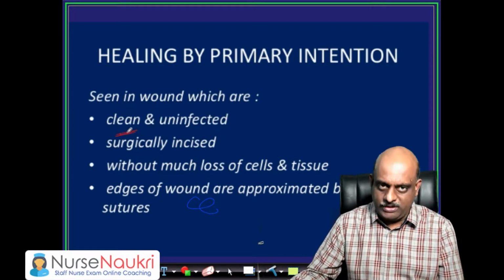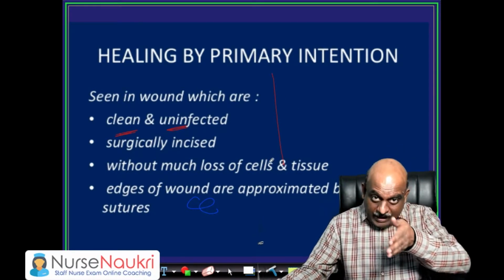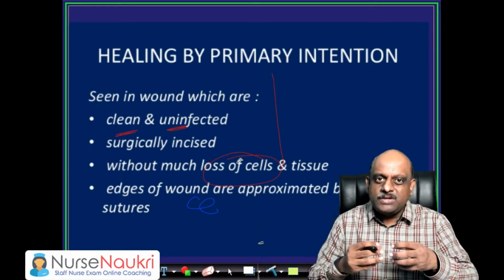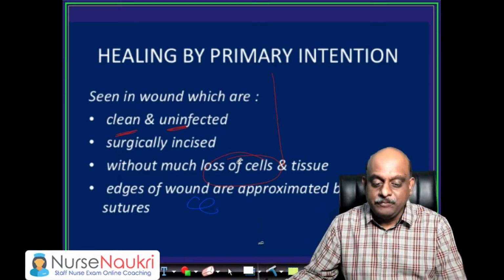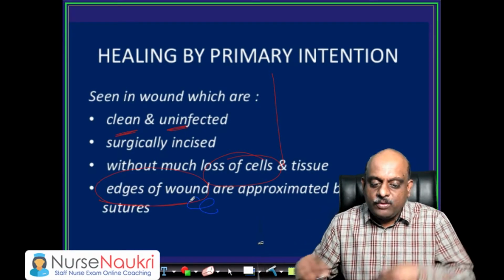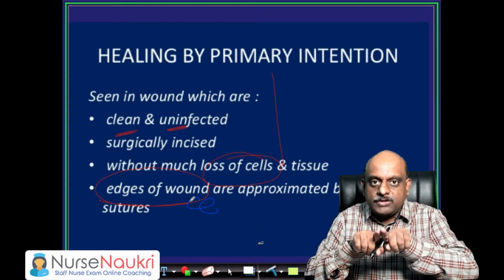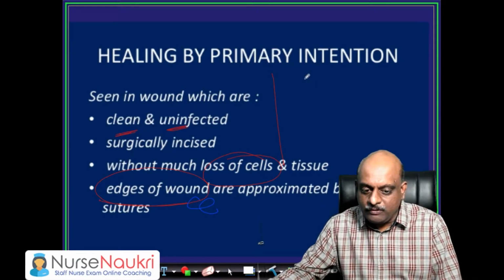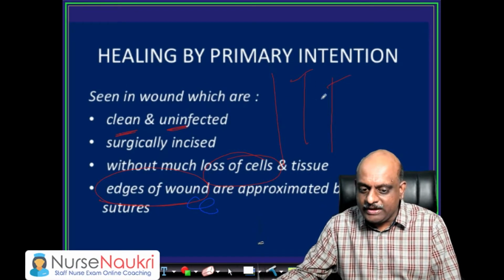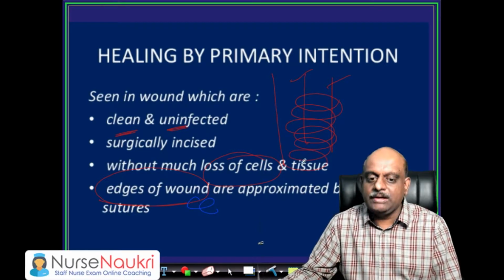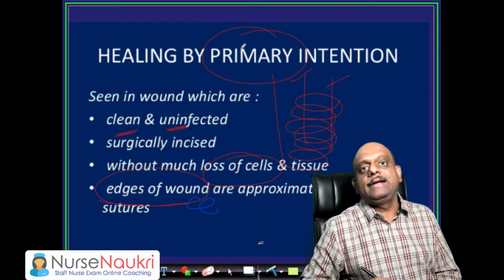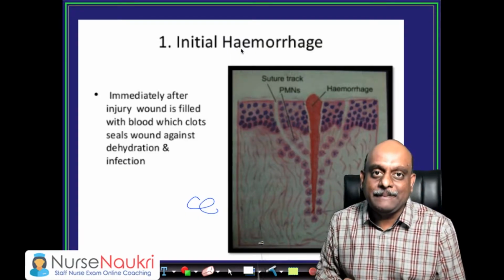Typically a clean wound, a wound which is not infected, or a wound that we make at the time of surgery, surgically incised wound, where the tissue loss, cell loss is not too much, and there the edges of the wound, they become approximated if you put a surgical suture. So you have a wound, this is one edge, other edge, here you have put a surgical suture. That kind of a healing is called healing by primary intention, is what you have to basically remember.